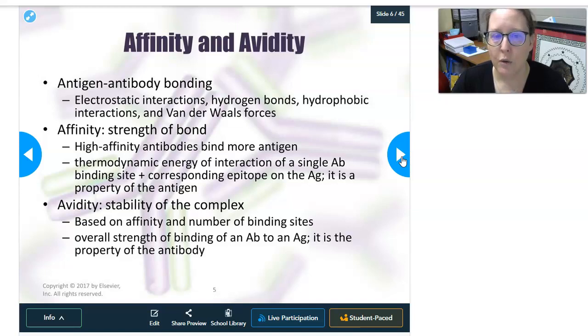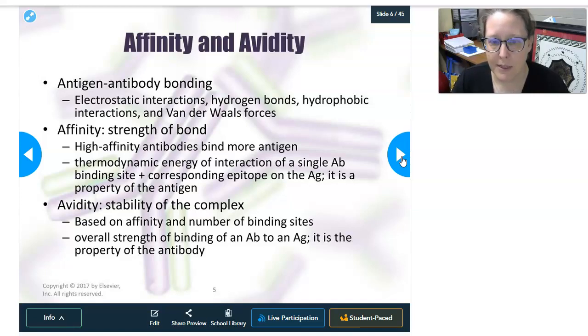Okay, so the affinity is related to the strength of the bond between the antigen and the antibody. So high affinity antibodies will bind more antigens. And the thermodynamic energy of interaction of a single antibody binding site plus its epitope on an antigen is always a property of the antigen. So does the antigen have the right shape for the antibody that was created? And so if it does, then it will bind with high affinity. If it doesn't, it might cross-react if it's similar, or it won't bind at all if it doesn't have the right shape.